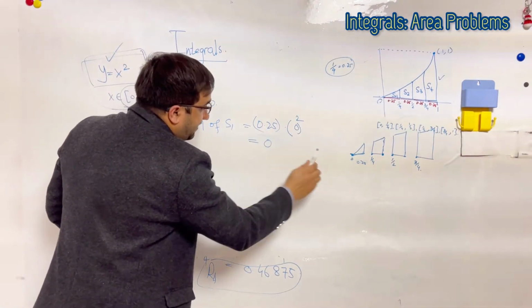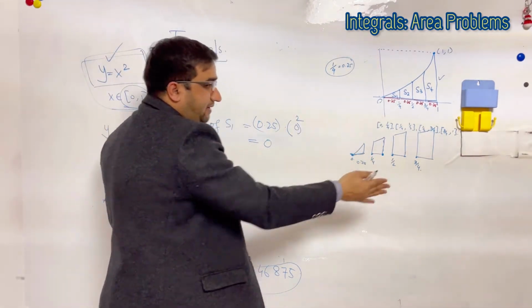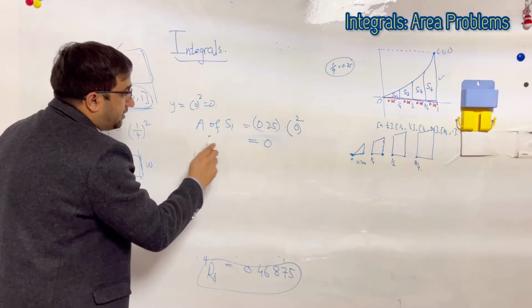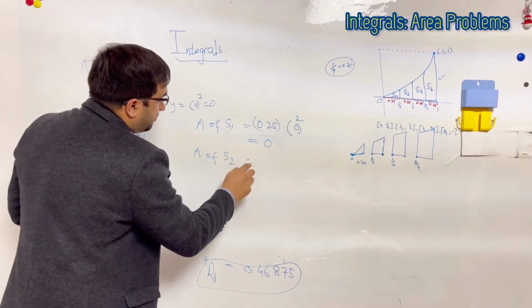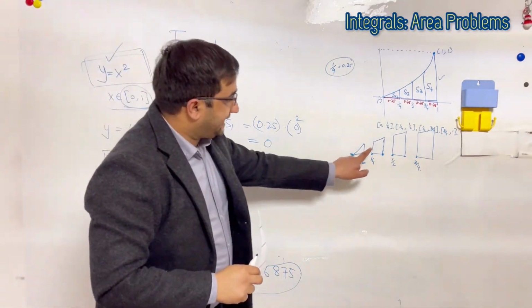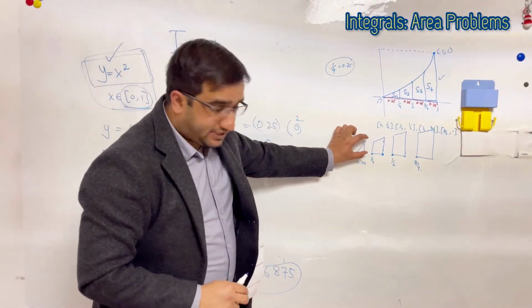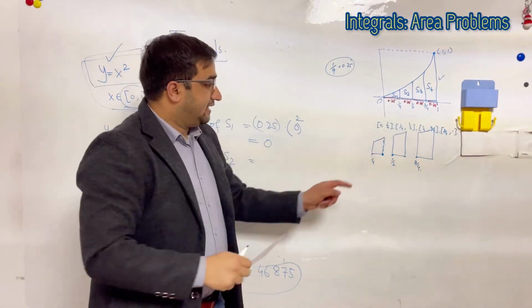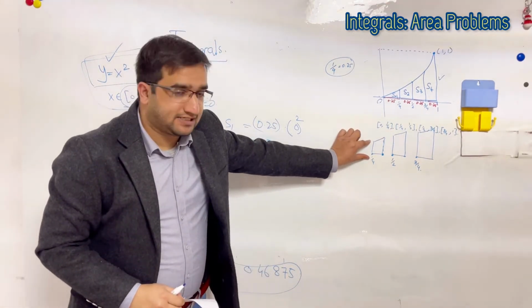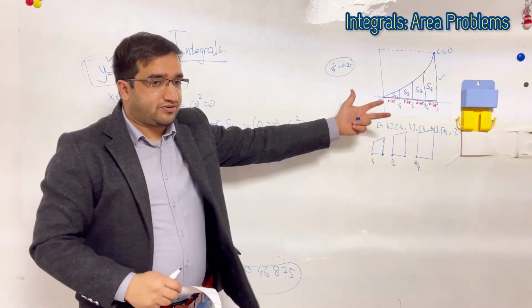So the area of this, when I am looking at it from the left, is 0. Now move to the second one, the area of S2. Now the second one is in front of me from this side, and I'm only looking at this side, this height. I'm not looking at this height, that is not visible to me.